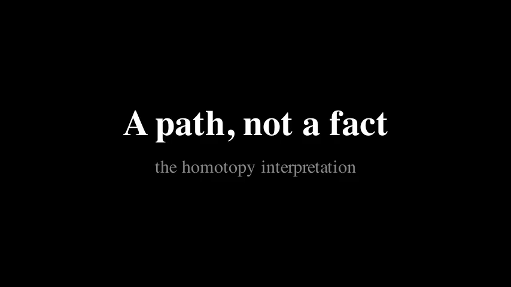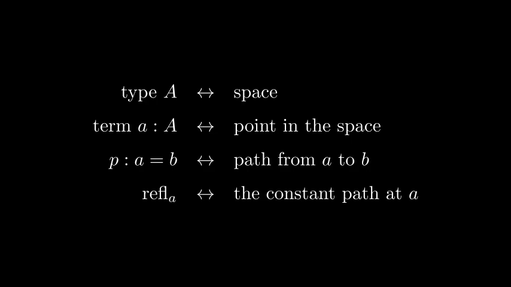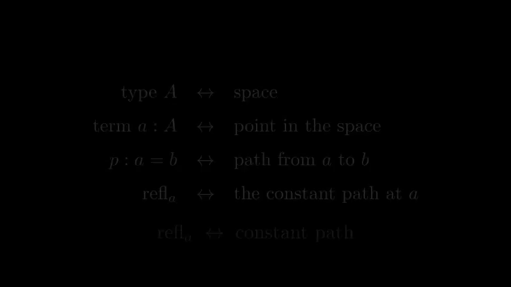The breakthrough was a change of picture found by Awodey and Warren, and independently by Voevodsky. Read a type as a space and a term as a point in that space. Then a proof p of a equals b is a path, a continuous way of getting from the point a to the point b. And reflexivity is just the constant path that stays put.